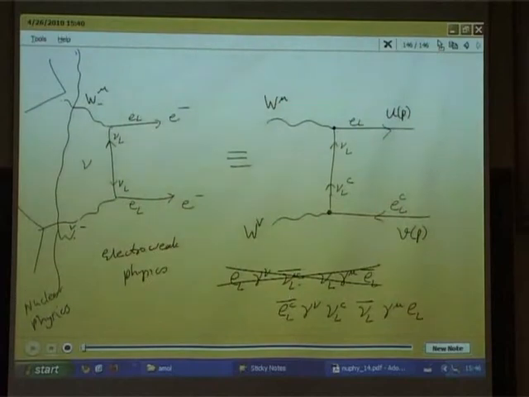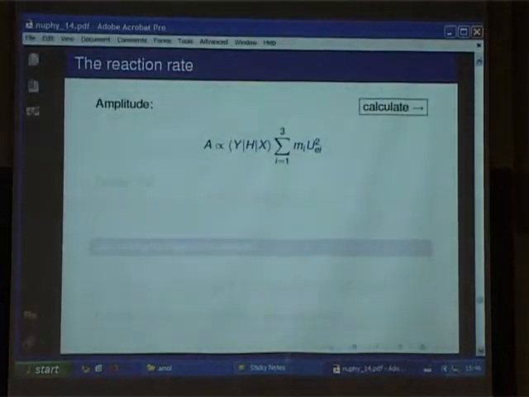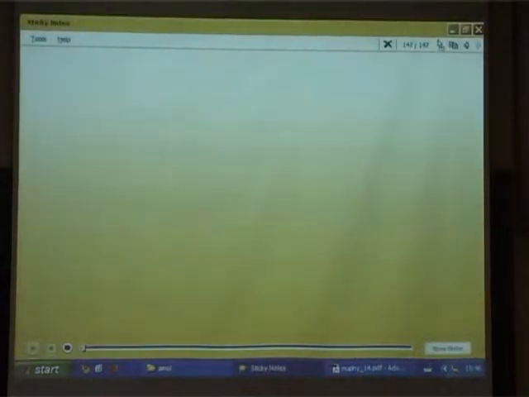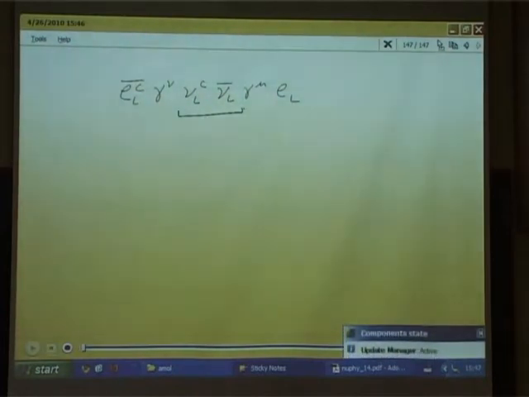Okay. So this is my amplitude for the electroweak process. Okay, so let's write it down again and try to simplify this. So ELC bar gamma mu, nu LC, nu L bar, EL bar gamma mu. Okay. So now I have this nu LC nu L bar, which is a propagator of the neutrino.